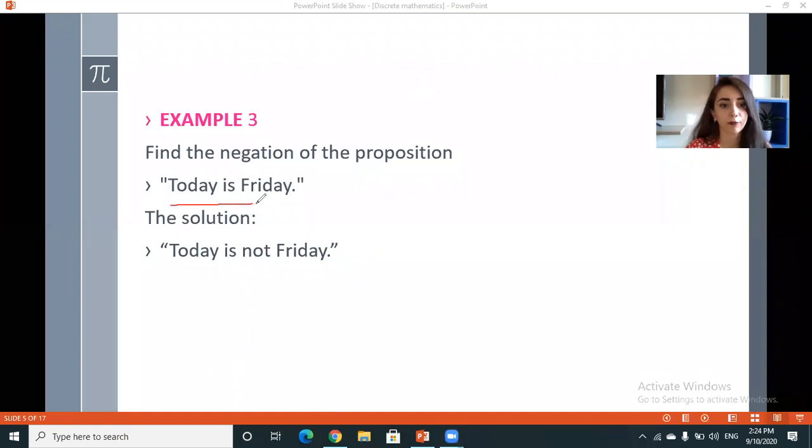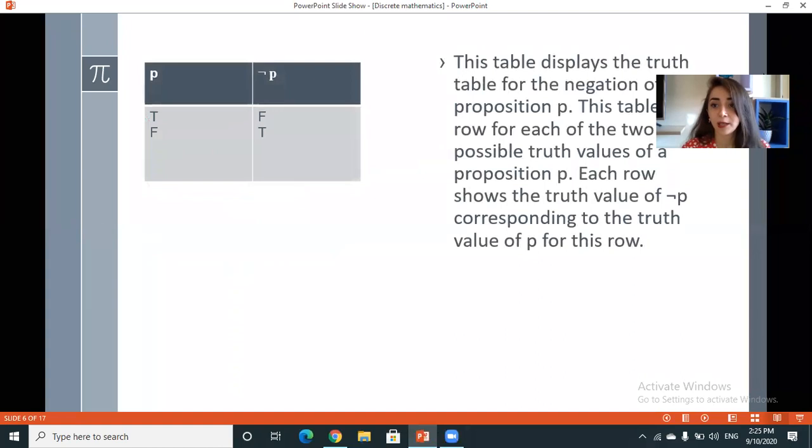Today is Friday. If we include here "not", look please, the sentence is the opposite of the first sentence, yes? So we find the negation of the first sentence: today is not Friday. Let's clear all the drawing. Please, if you have any question, ask me in the comments below. I'll answer it.